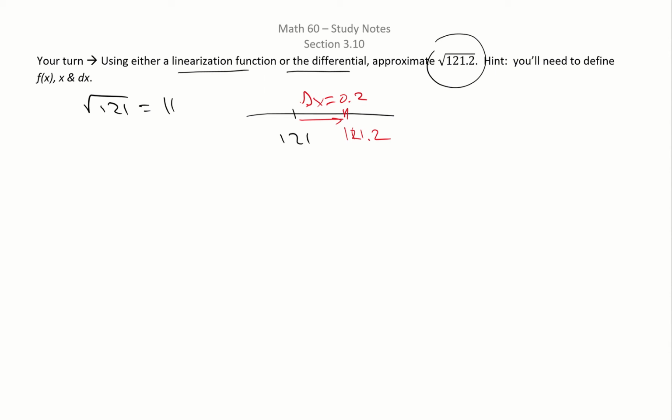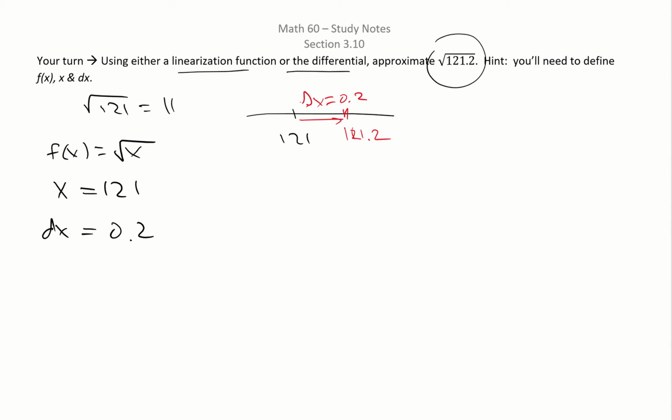All right, so let's define them. The function we're actually looking at or playing around with is the square root function. Where we're starting, x, if you will, is 121. But then we're going to bump it up a little bit, call it dx. It's going to be 0.2. So that's what I mean by, let's identify this stuff.